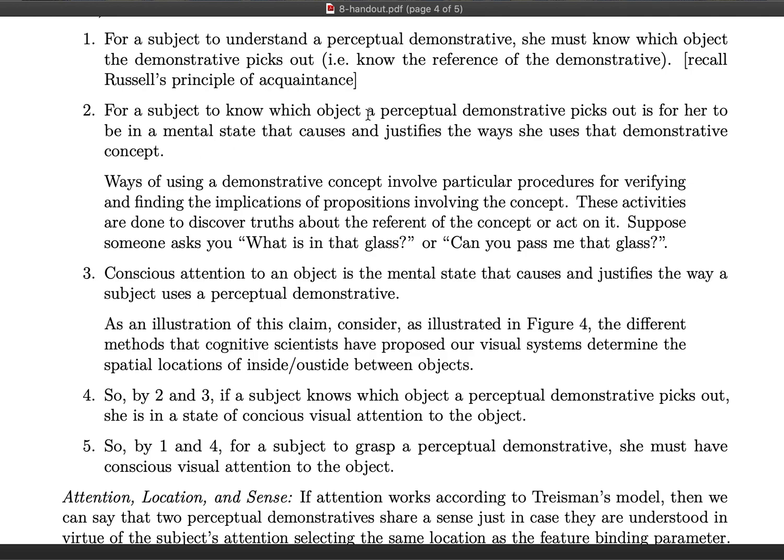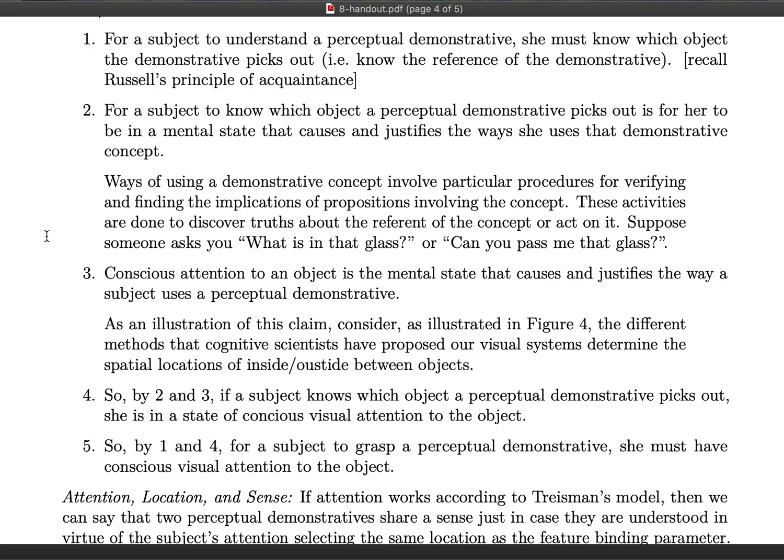Okay. Now the second premise is as follows. For a subject to know which object a demonstrative picks out is for her to be in a mental state that causes and justifies the ways she uses that demonstrative. Okay? So ignore the word concept here. What this premise says is that for a subject to know which object a perceptual demonstrative picks out is for her to be in a mental state that causes and justifies the way she uses that demonstrative. So let me elaborate this.